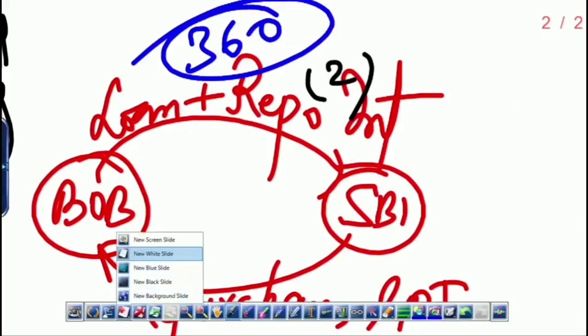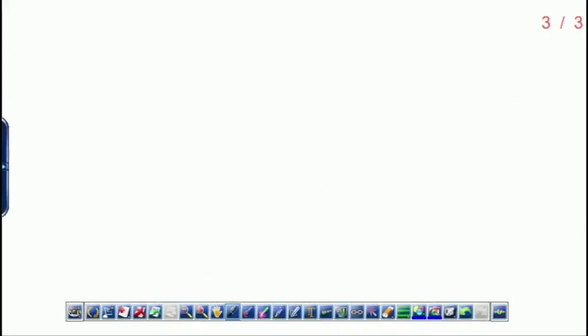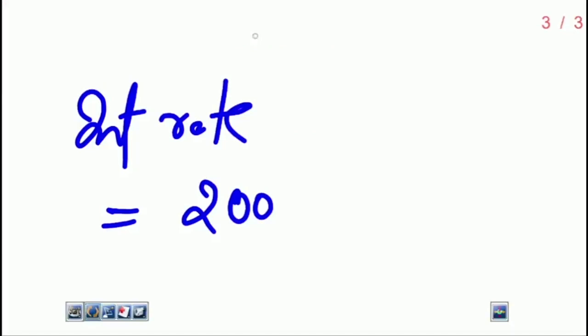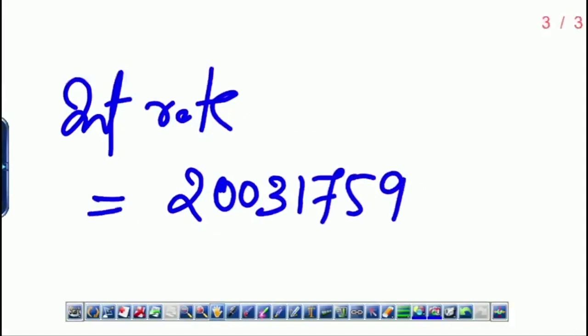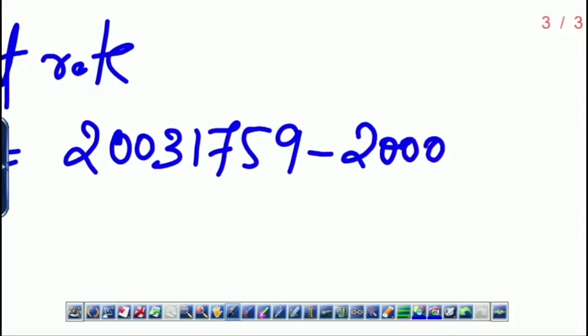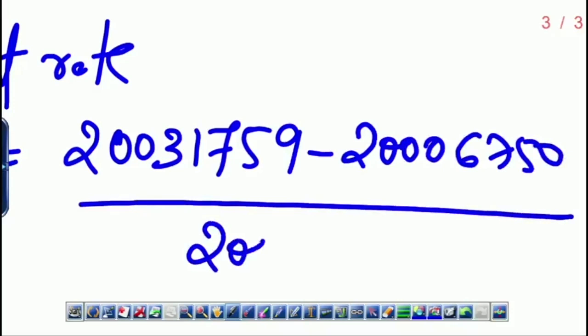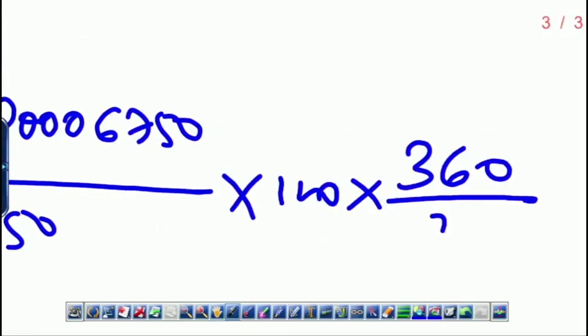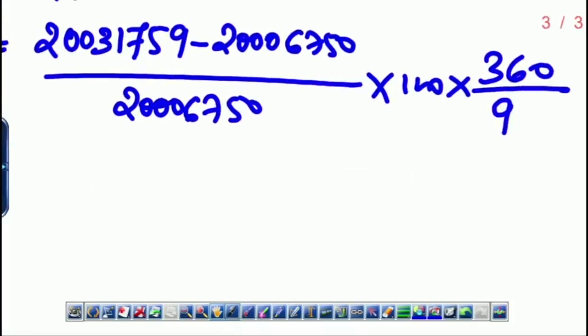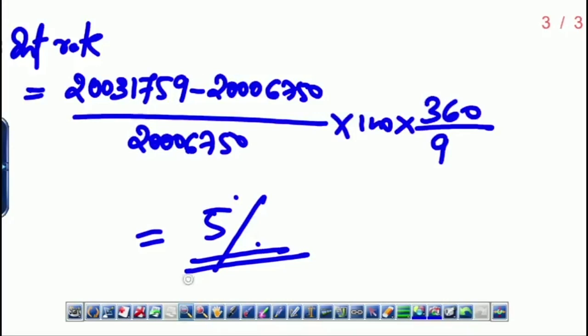Interest rate, the repo rate, is equal to the repayment amount 2 crore 31,759 minus the loan amount 2 crore 6,750, divided by the loan amount. You have to remember to divide by the loan amount every time, into 100. This is for 9 days, so annual is into 360 by 9. What is the answer? The answer is 5%. That's the repo rate, 5%.